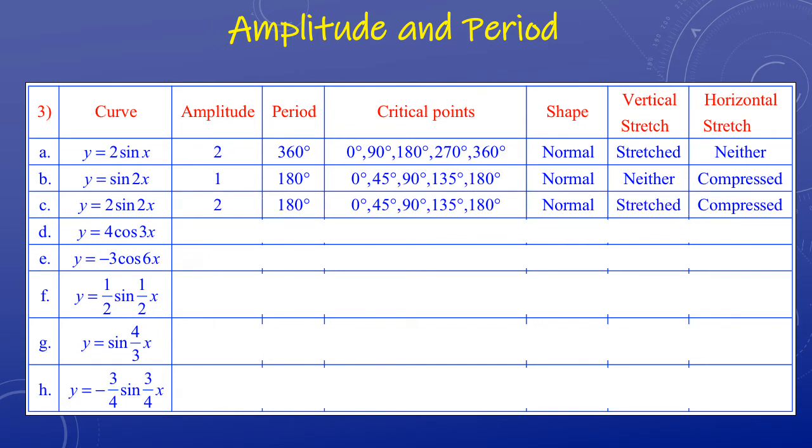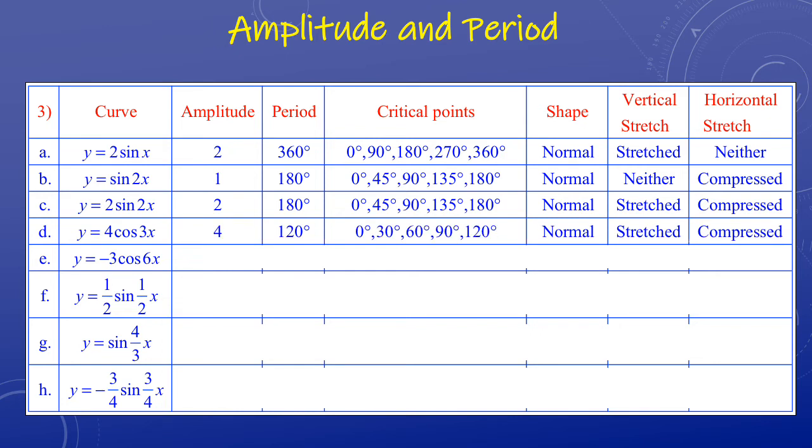In C, we have y is equal to 2 sine of 2x. The amplitude is 2 because of the first 2. The period is 360 degrees divided by the coefficient of x, which is 2, and that gets us to 180 degrees. The critical points are, as we saw above, 0, 45, 90, 135, and 180. This is a normal curve. It is stretched because the amplitude is 2, and it is compressed because the period is less than 360 degrees.